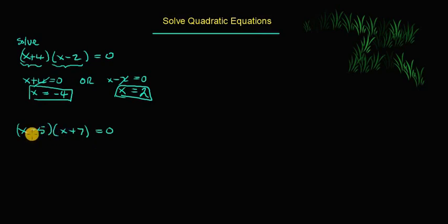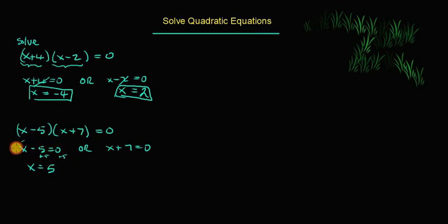Here's another example. We have x minus 5 times x plus 7 is equal to 0. So we know that x minus 5 is equal to 0, or x plus 7 is equal to 0. If x minus 5 is equal to 0, that means that x is equal to plus 5. And what we did is we added 5 onto both sides of the equation. You don't have to write this little small 5 down, but you do if it helps you. You're adding 5 onto both sides.